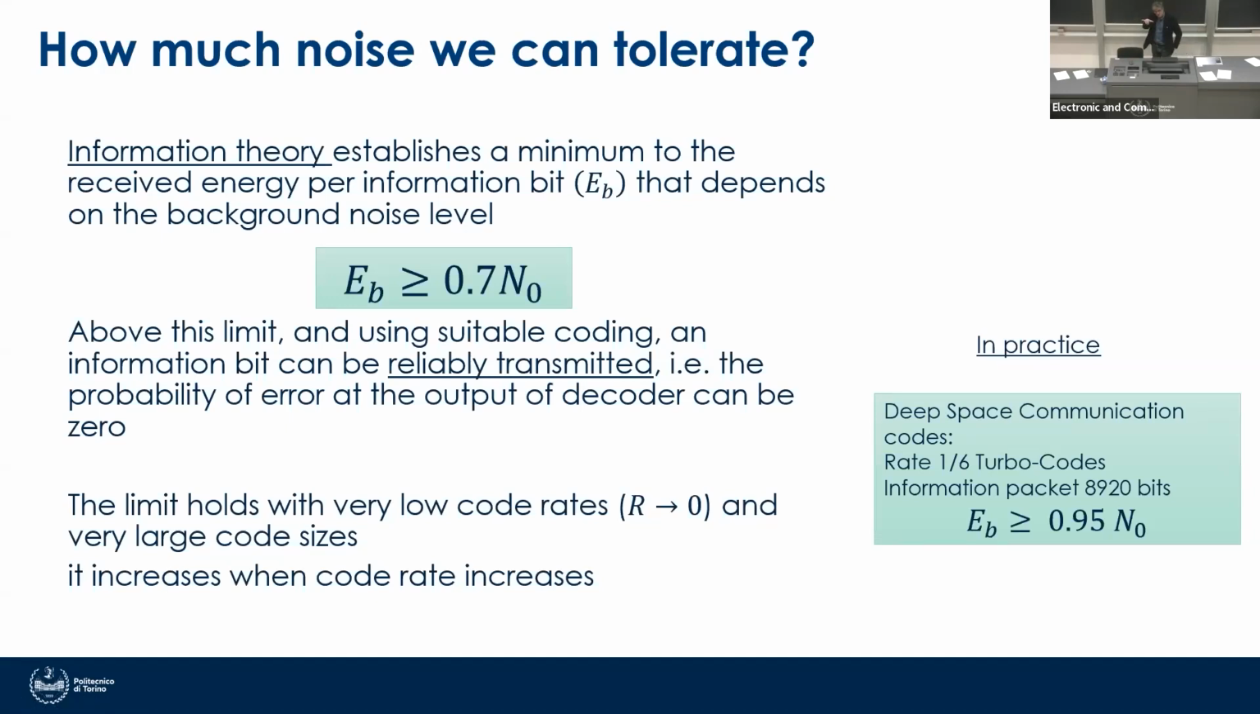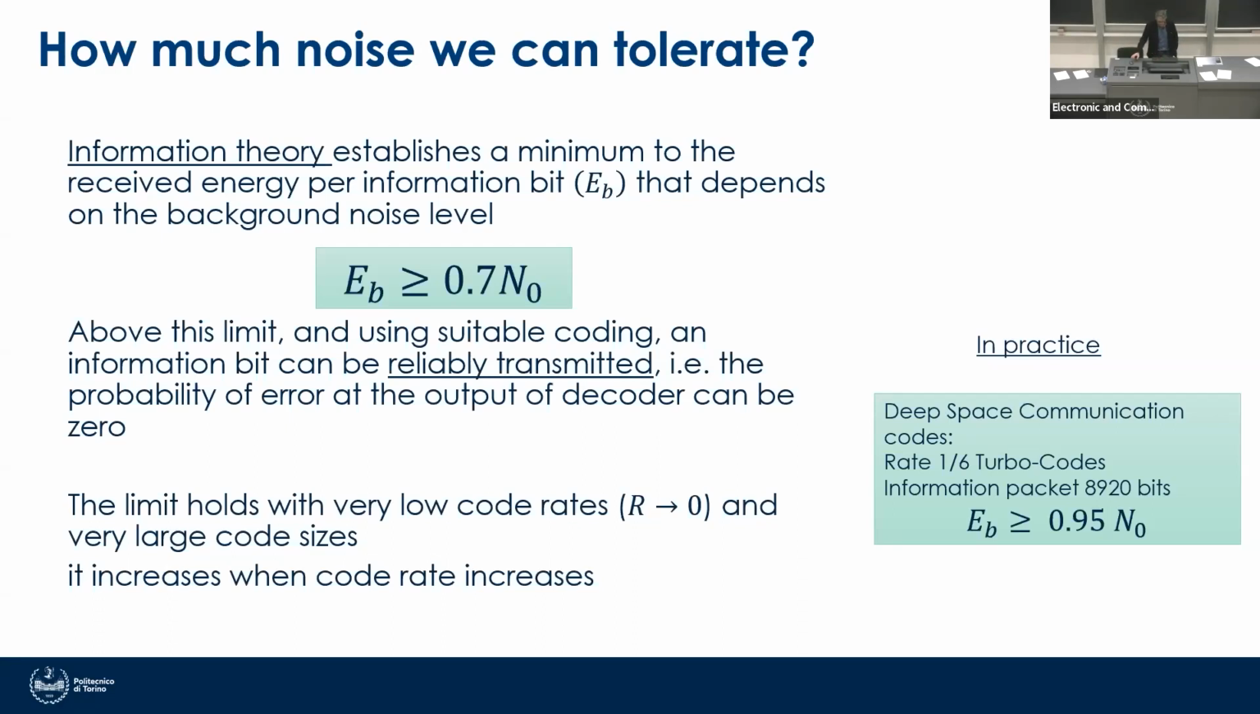When you increase the packet size, you can correct more errors. And with that type of code, the limit, instead of being the absolute limit, because we are not using a very low rate, and also because the code is not ideal, then my limit would be Eb greater than or equal to 0.95, the level of noise. So that is the best that we can do using coding.